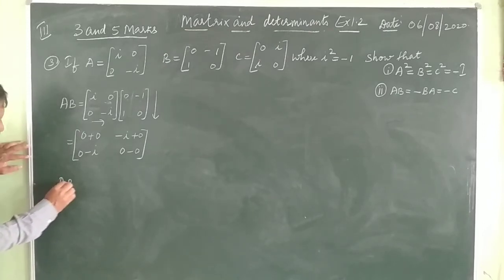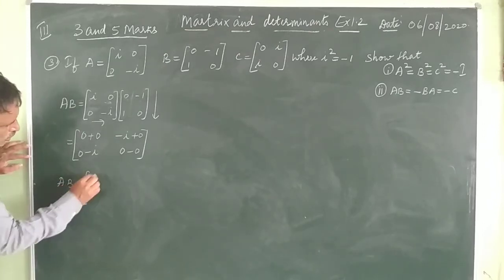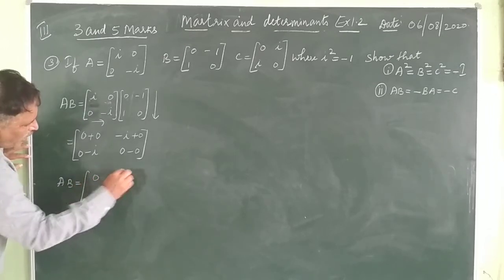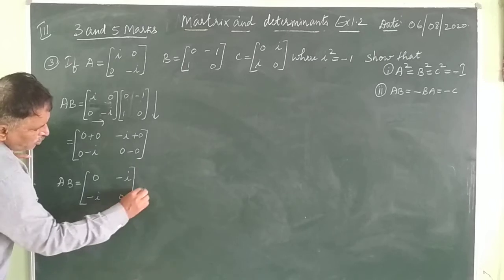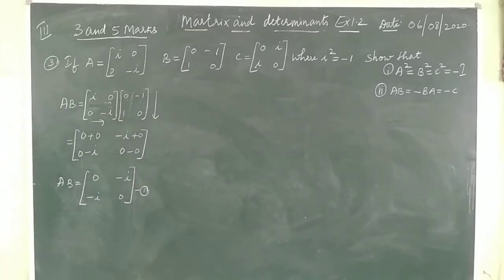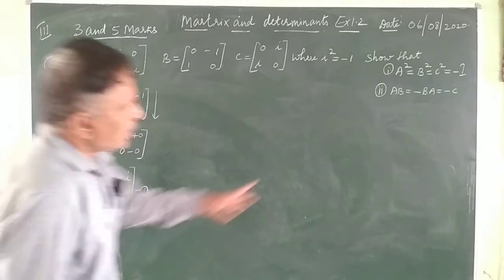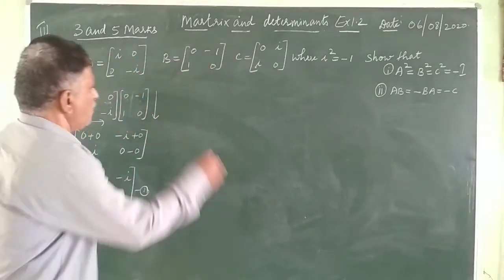So AB is equal to what? 0, minus I, minus I, 0. Let it be 1. Next, I have found out AB. Next, I need to find out minus BA.